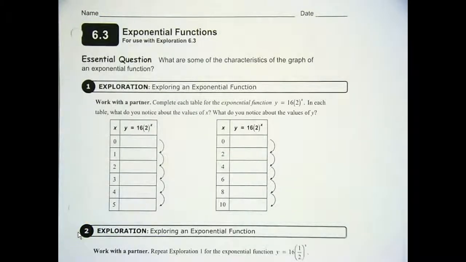Okay, today is 6.3 exponential functions. I want you to look at page 178 of your student journal. On page 178 of your student journal, I want you to complete exploration number 1 with your groupies.